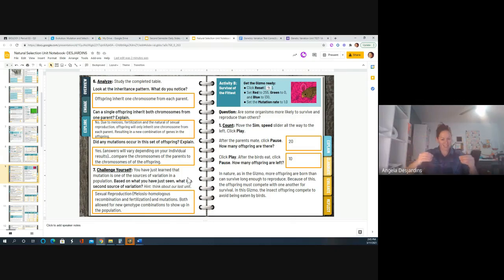The mutation has to be present in the sperm or egg for it to impact evolution, because it has to be passed on to the next generation, okay? And then the next thing, the organism has no control over it. It's completely random, okay? Completely random.